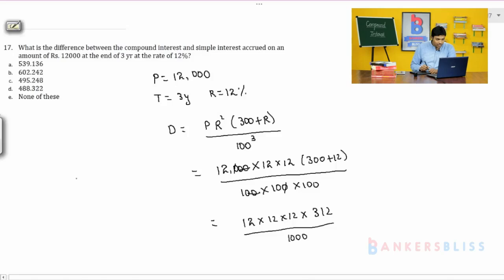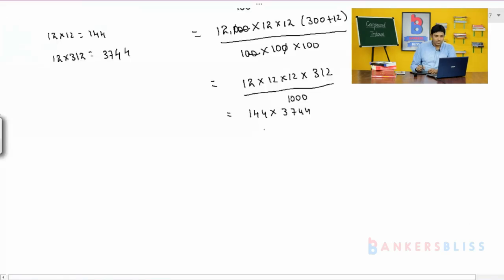Now see here, 12 into 12 is 144. Next, 12 into 312, how much is it? 12 2s are 24, 2 carry over, 12 1s are 12 plus 2 is 14, 1 carry over, 12 3s are 36 plus 1 is 37. So which is equal to 144 into 3744 divided by 1000. Again, simplify this one, how much are you going to get?